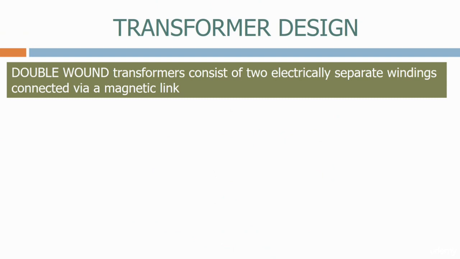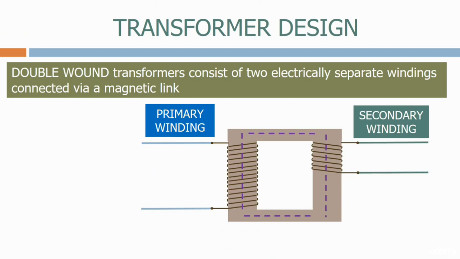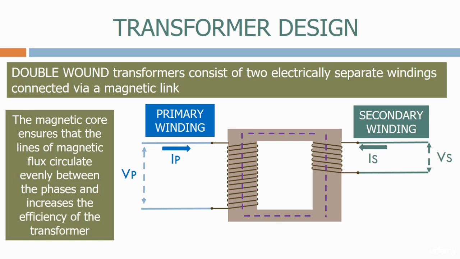Double wound transformers consist of 2 electrically separate windings connected via a magnetic link. On the primary winding, we have primary voltage Vp and primary current Ip. On the secondary winding, we have secondary voltage Vs and secondary current Is. The magnetic core ensures that the lines of magnetic flux circulate evenly between the phases and increases the efficiency of the transformer.